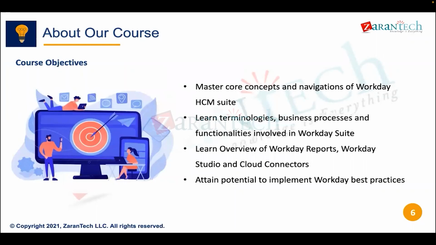So about this course: master the core concepts and navigation of the Workday HCM suite, learn terminologies such as business process, functionality involved in Workday, and get an overview of Workday reports. We would give you a glimpse of what Workday Studio or cloud connectors are about. We will not go very deep, we'll just discuss what they are. For example, if somebody asks you what Workday Studio or cloud connectors are, you should have an answer. Even if you don't know anything about it, you should be aware of these terms. All right.